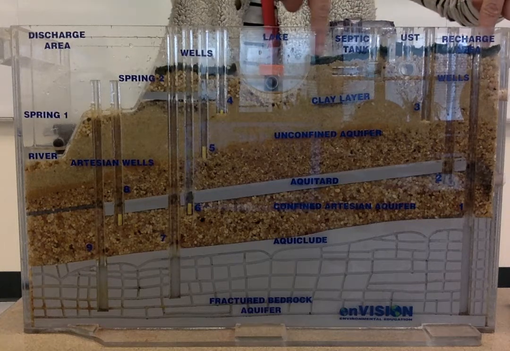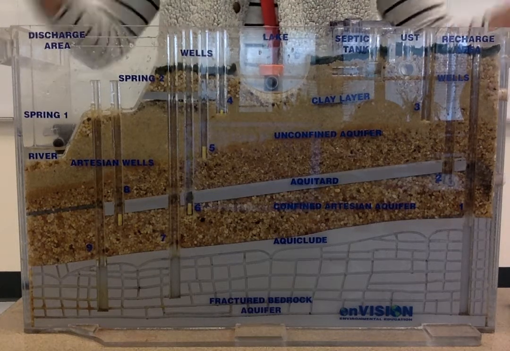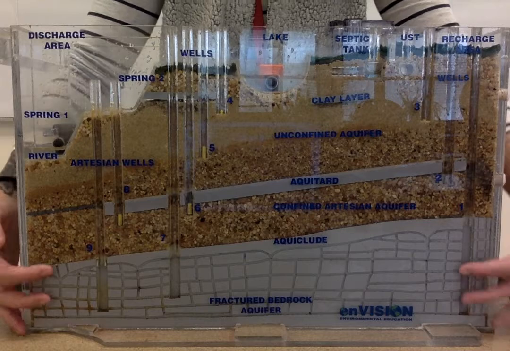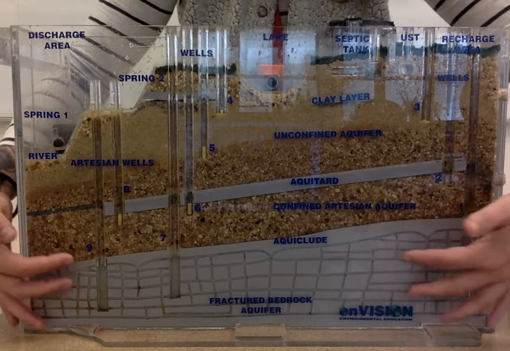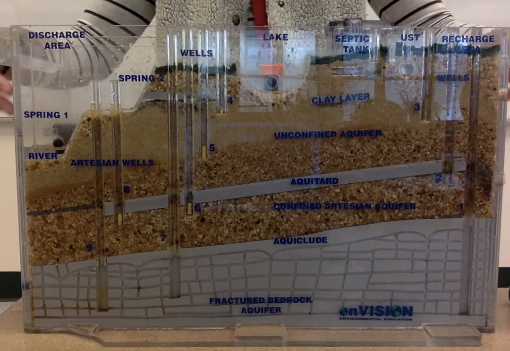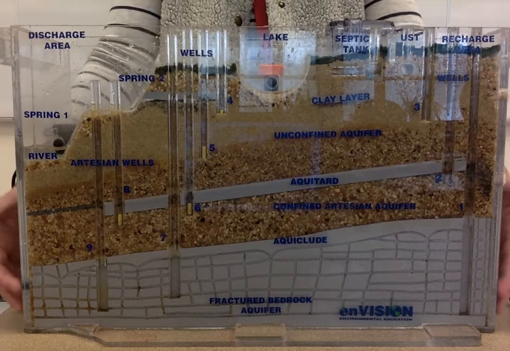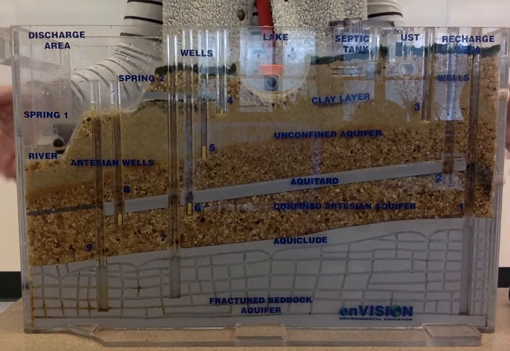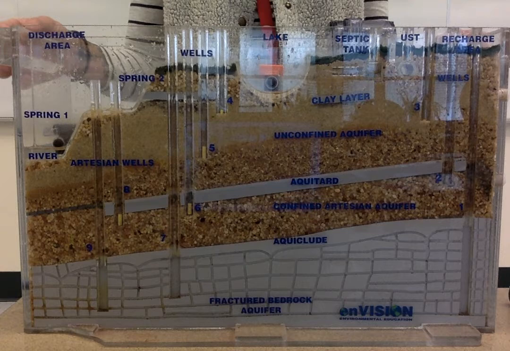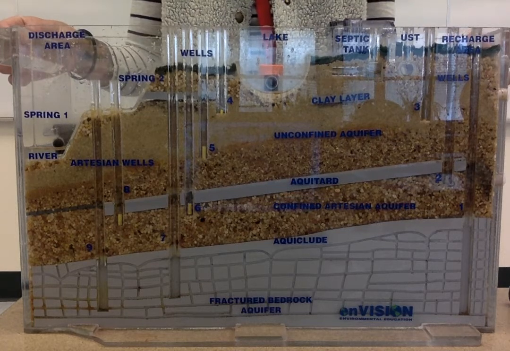Here you have the ground with the grass. And it's also stored in some cracked bedrock. So here you can see the cracks in the bedrock. There actually is water in this right now. You can't see it because the water is clear. But we're going to put some color into it and you can watch what happens.